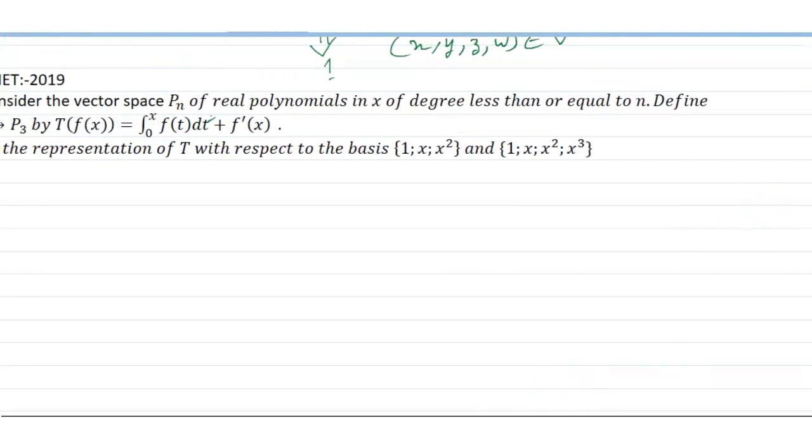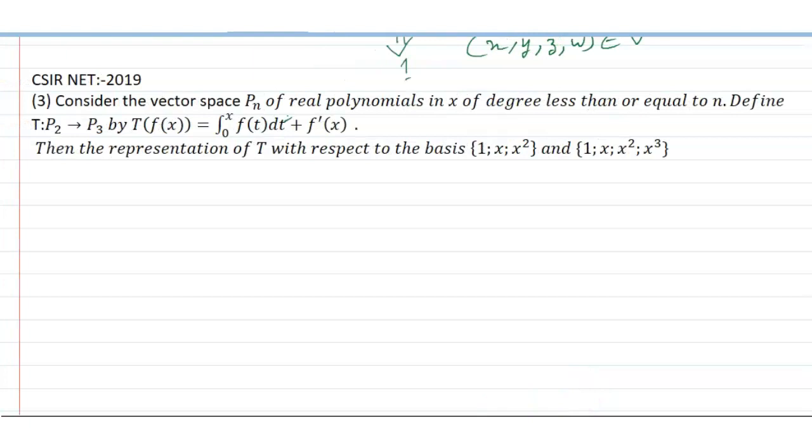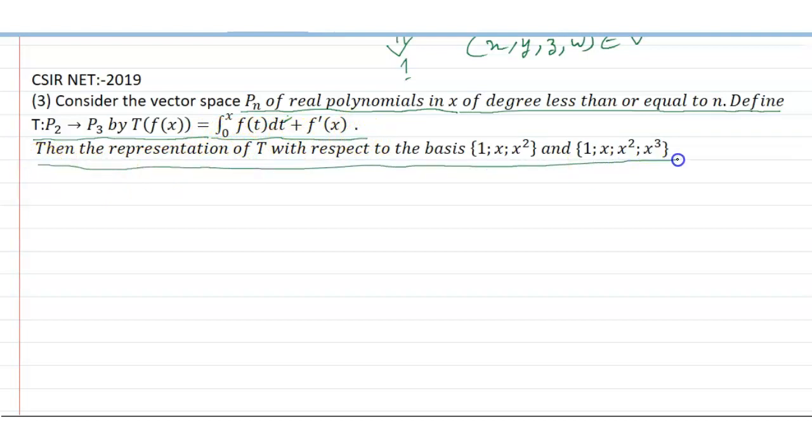This problem is coming from CSIR NET 2019. Consider the vector space Pn of real polynomials in x of degree less than or equal to n. Define T such that P2 tends to P3, T f x equals integral from 0 to x of f t dt plus f dash x. Then the representation of T with respect to the basis is.